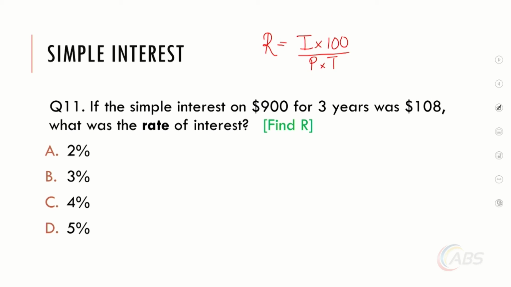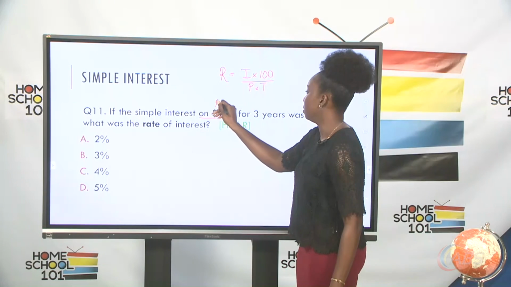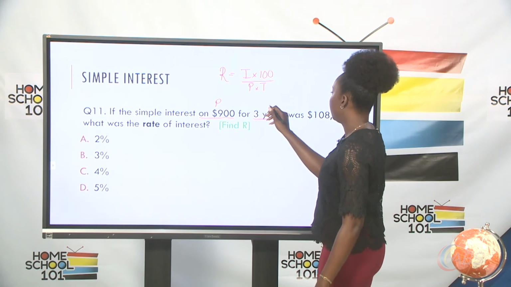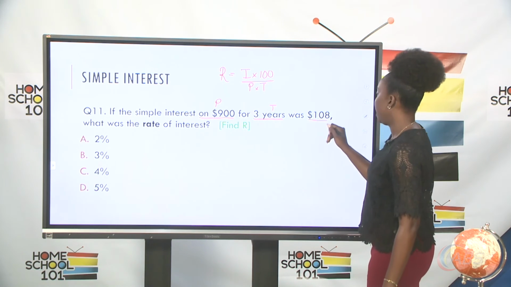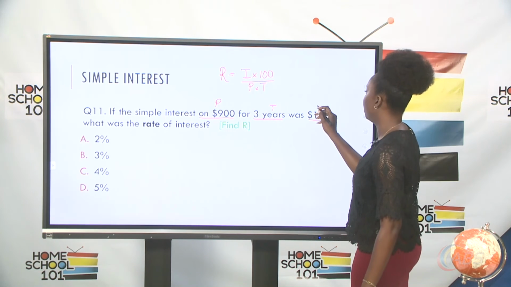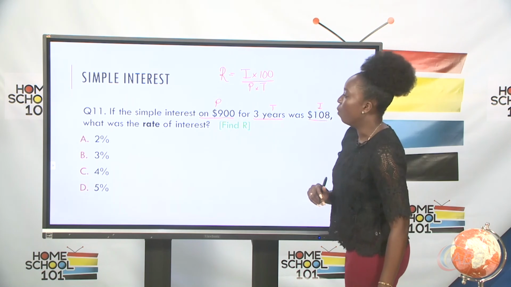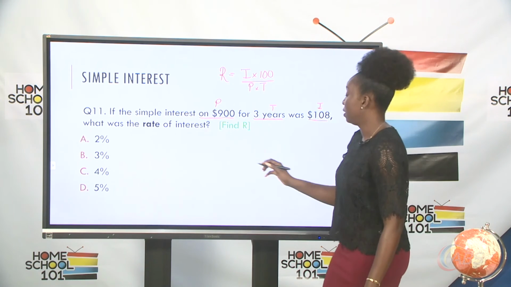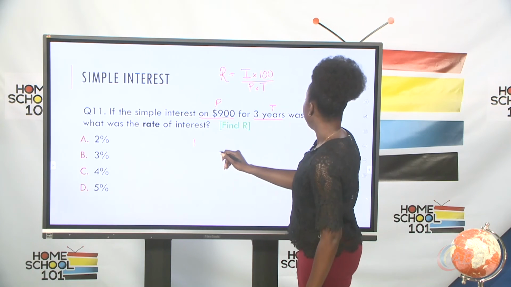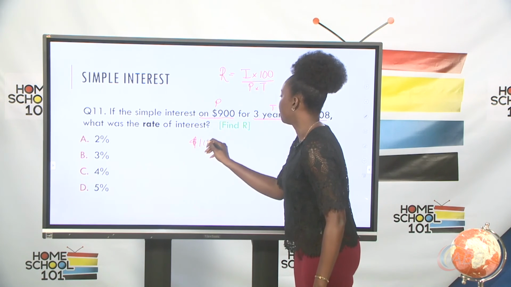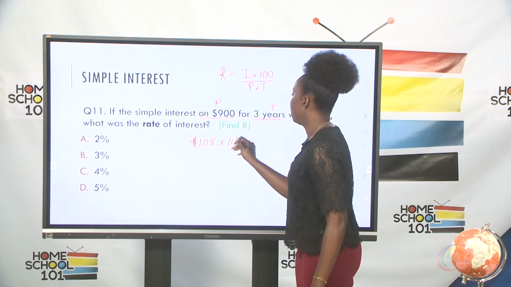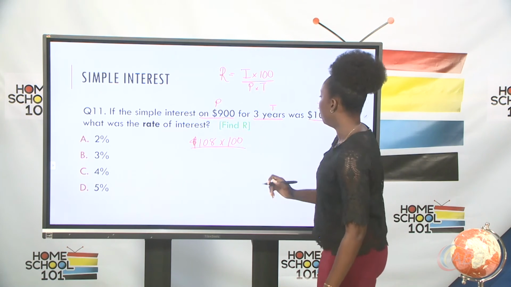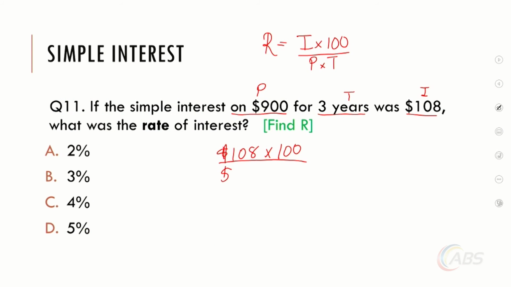Okay, so let's identify those different parts in the question. So if the simple interest on $900, that means this is the principal, for 3 years was $108. This is our interest. What was the rate of interest? So we'll have I, which is 108 times 100 over the principal, which is 900 times time, 3 years.